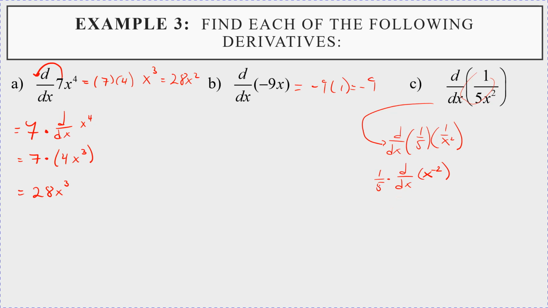Okay. So now I have 1/5. Bring the exponent down, negative 2 times x to the negative 2 minus 1. Well, 1/5 times negative 2 is negative 2/5. x to the negative 2 minus 1 gets you x to the negative 3, which you can then write as negative 2 over 5x cubed. Same thing. Both those answers are the same. The second part here, I'm just bringing the negative exponent down.